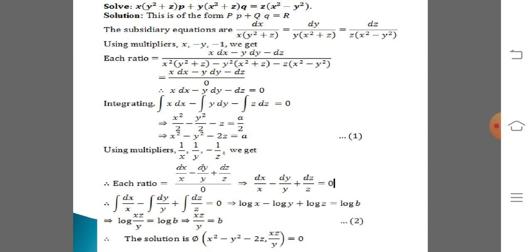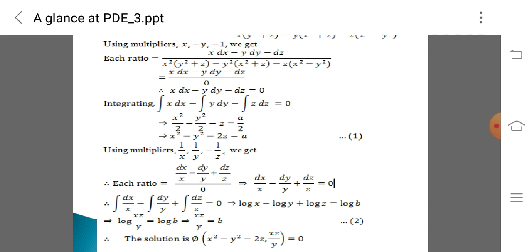If you integrate term by term, you get log x minus log y plus log z equal to integration constant log b. Log x minus log y can be taken as log of x by y, plus log z. So log of x by y plus log z is nothing but log of xz by y equal to, right hand side is log b. If you remove logarithm on both sides, you get xz by y equal to b. It is equation number 2.